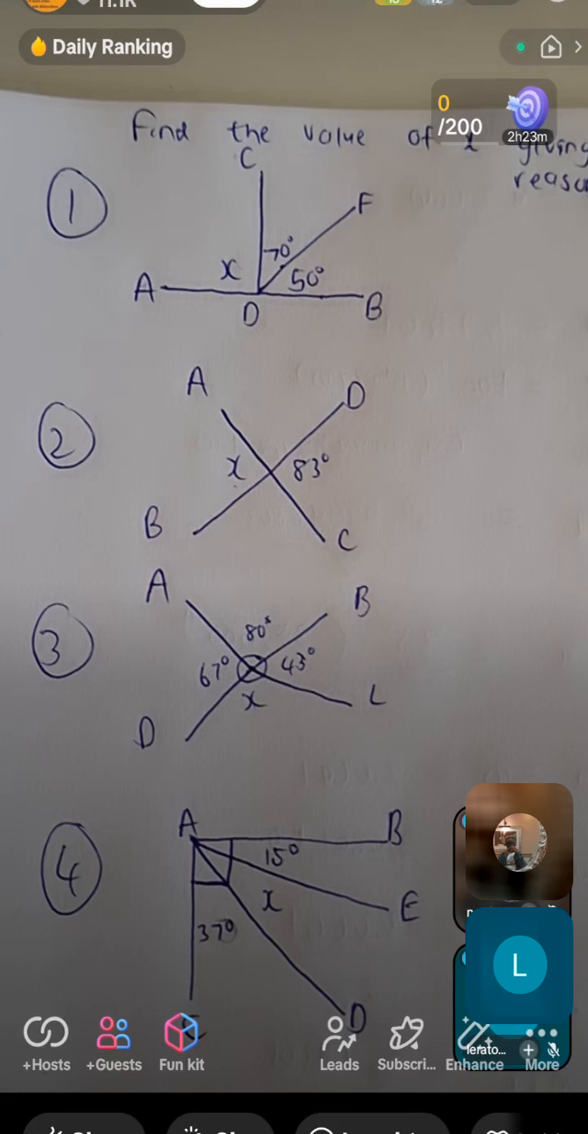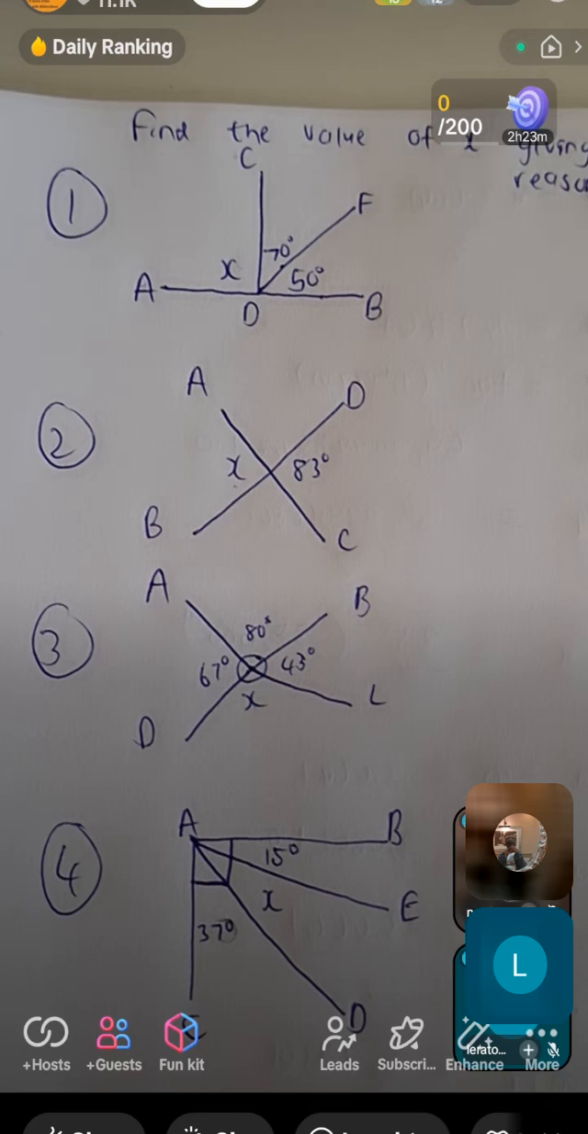Beautiful. Well done. So yes, that's how it is. All right. Number two, it's x equals 83 degrees, and my reason is vertically opposite angles. Okay, epic. x is equal to 83 degrees, your reason is vertically opposite angles. Nice.